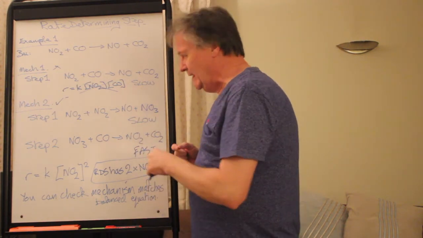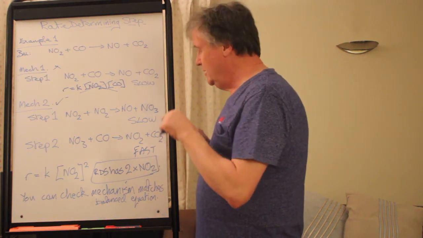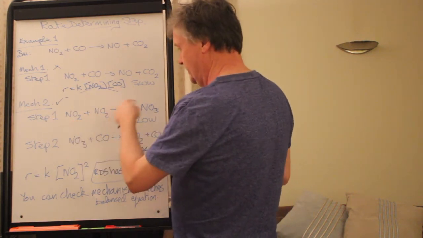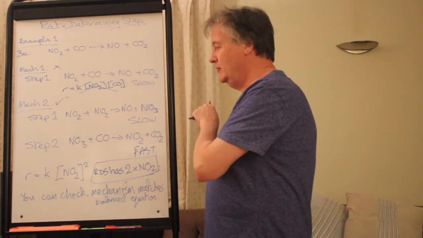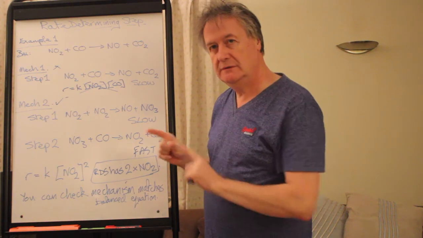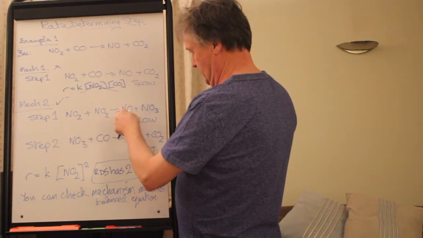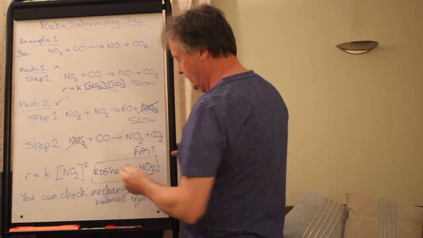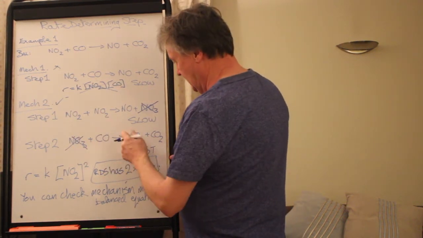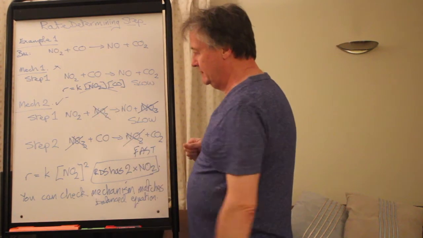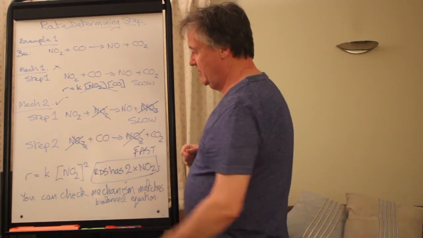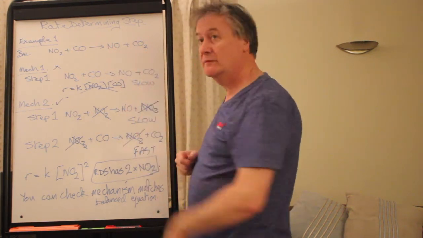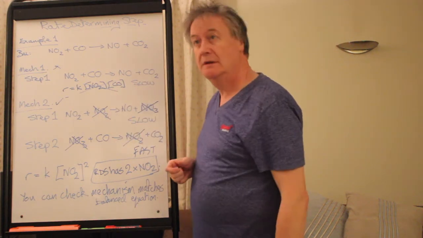There's one other thing you could do, and you sometimes do get asked to do this, is does the mechanism match the balanced equation? So what you do is you go sequentially through it, and anything that is on the right hand side and then reappears on the left hand side, you cancel it out. So NO2, NO2, NO, NO3. So then we go NO3, oh, that's on the reactant side there and the product side there. And then NO2 is on the product side there and the reactant side there. And when you sum that together, you get NO2 and CO on the reactant side, just what you have there. And you have NO and CO2, just what you have there. So this mechanism also matches the balanced equation.